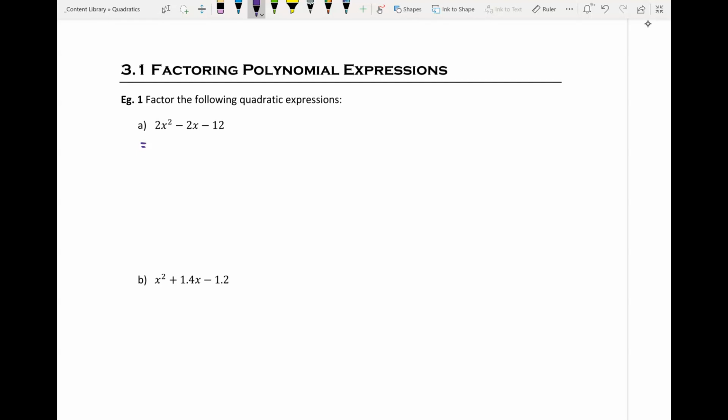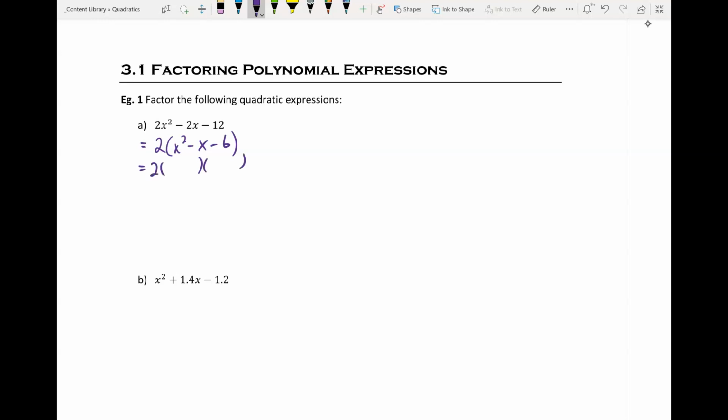The first thing you want to do is see if there's any common terms or common numbers between each of them. So the first one has a common number of 2 in each term because I can factor out the 2. If I do that, I'm left with x squared minus x minus 6. So again, in order to get this inner part, you would divide each term by 2 because we're trying to factor out the 2.